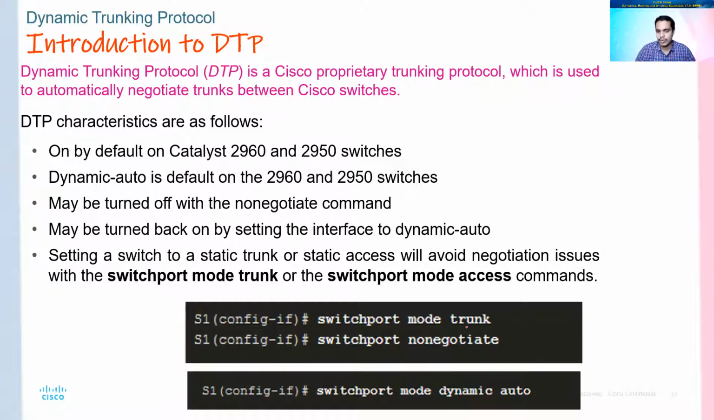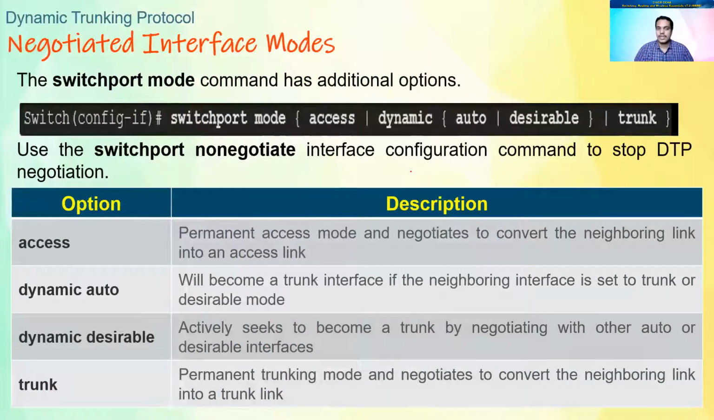If you see switchport mode trunk, and you want to disable this, you can type in switchport nonegotiate. If you type in this switchport nonegotiate command, it will automatically disable DTP. Now, what do you mean by this? The switchport mode command that we are entering has multiple options. These are called the interface modes.